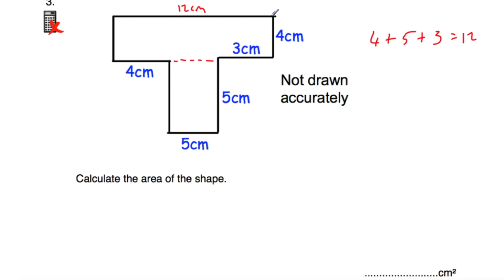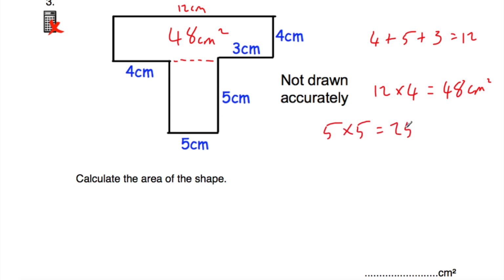So we've got the length of the rectangle, and we've got the width of the rectangle. So if we now do 12 multiplied by 4, that's equal to 48 centimeters squared. So we say this rectangle, the top, is 48 centimeters squared. Now we need to find the area for this square. Now it's a square because it's 5 by 5, so the length is 5 and the width is 5. So if we do 5 multiplied by 5, that's equal to 25 centimeters squared. So the area of this square is 25 centimeters squared.